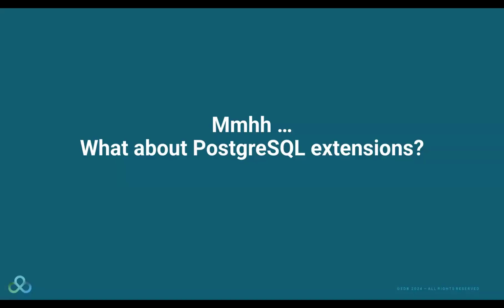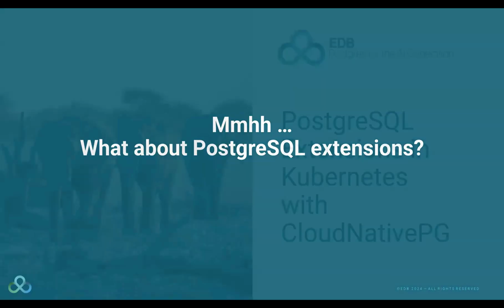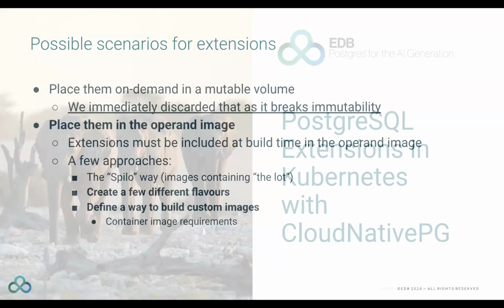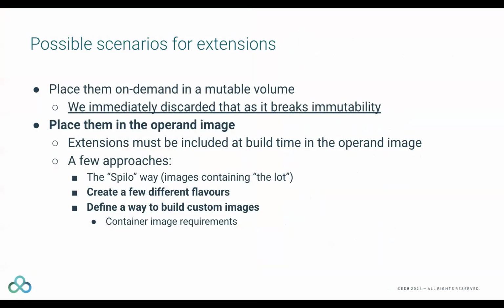So we mentioned the database, we mentioned the binaries, but what about extensions? This is the problem. Postgres extensions in Kubernetes with CloudNativePG is the next section, and it's kind of a drama. I'm not hiding this. The way we are managing extensions in Kubernetes right now, in my opinion, is not enough. It works, but it has several limitations, mostly in terms of usage.